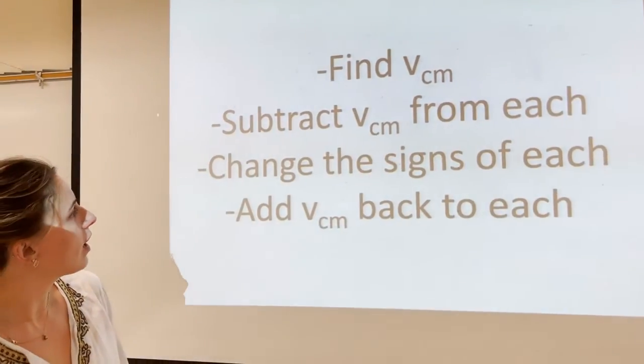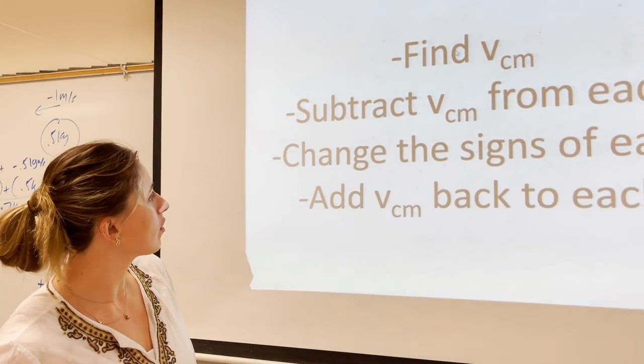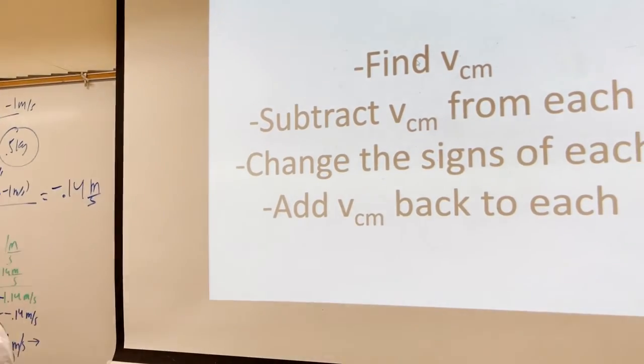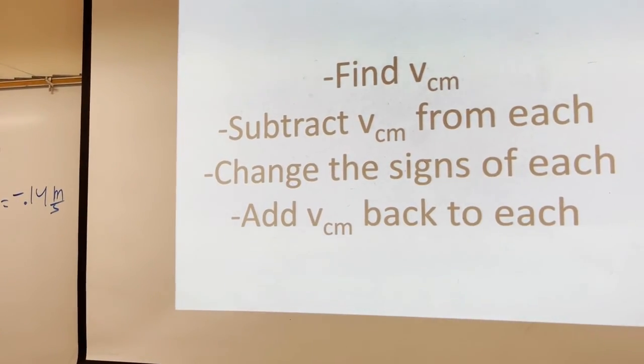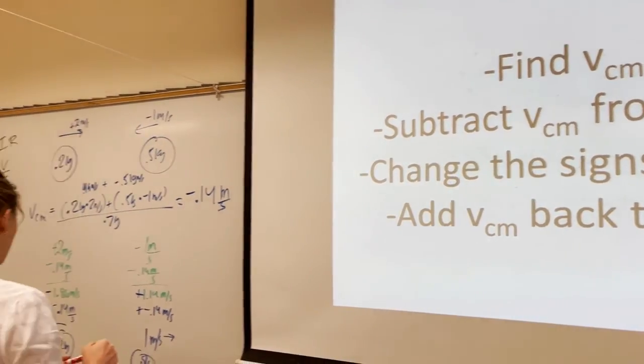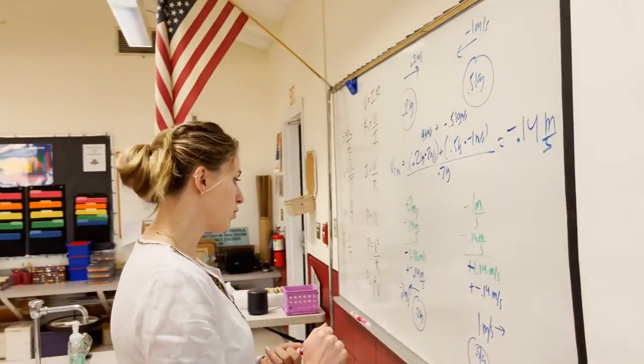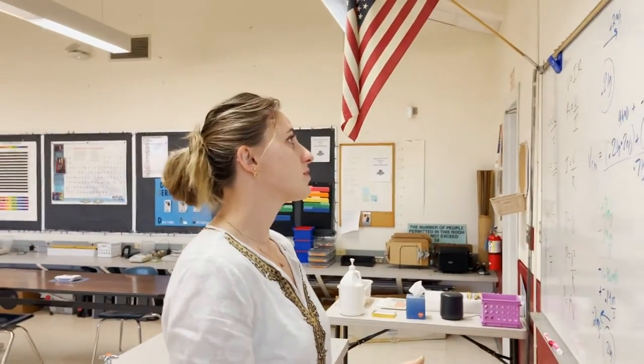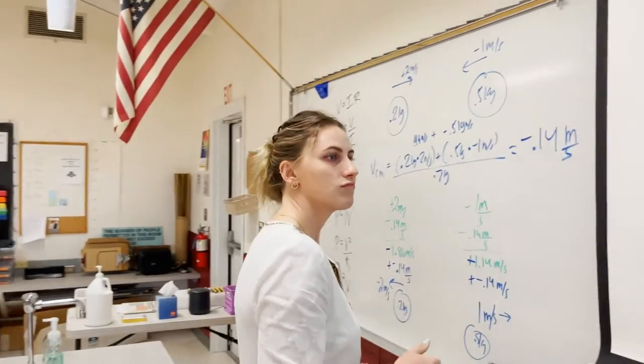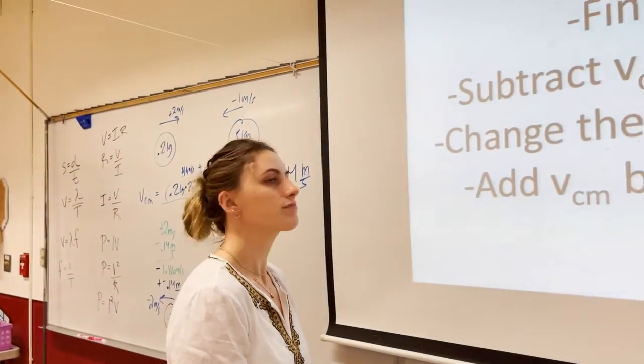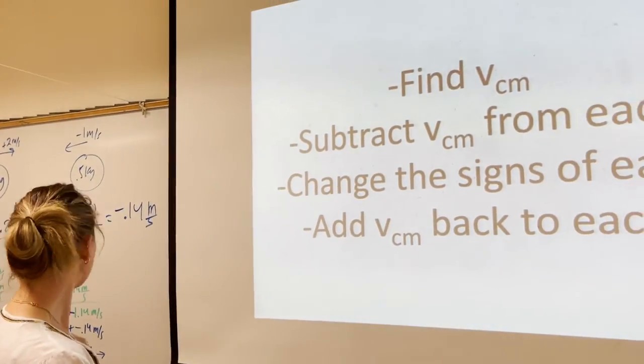Okay. So this is how we solve for 2 unknowns right here. And it's really simple. Just gotta follow the steps. And there it is. But the big idea is that the velocity of the center of mass does not change.